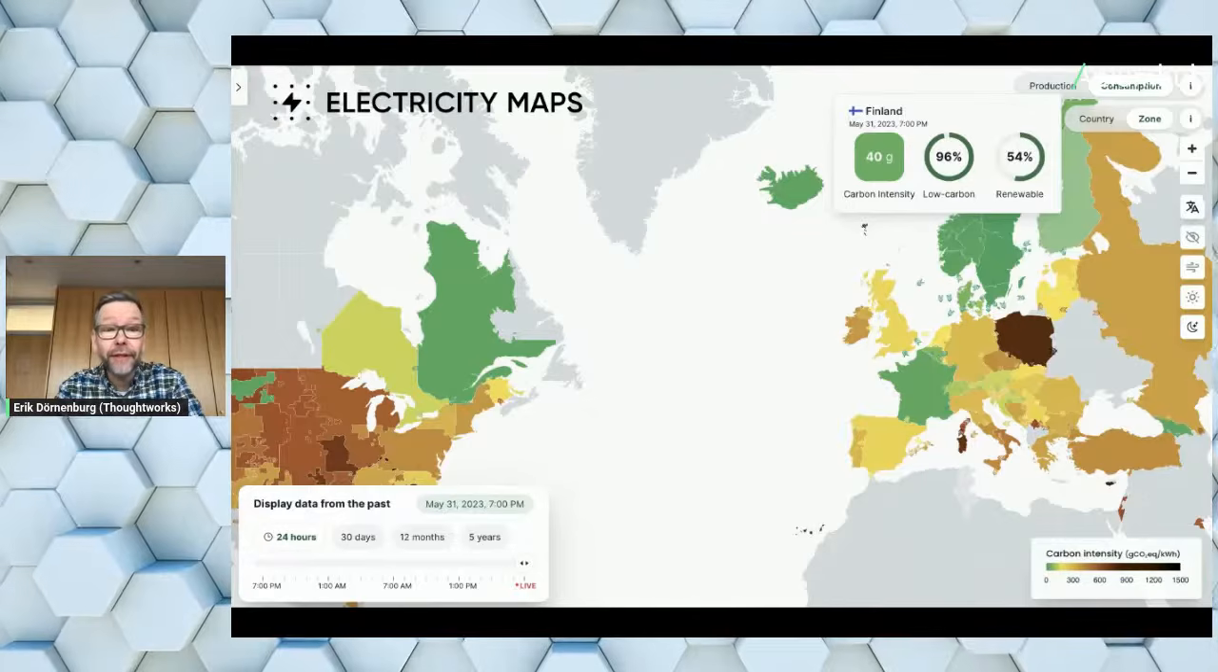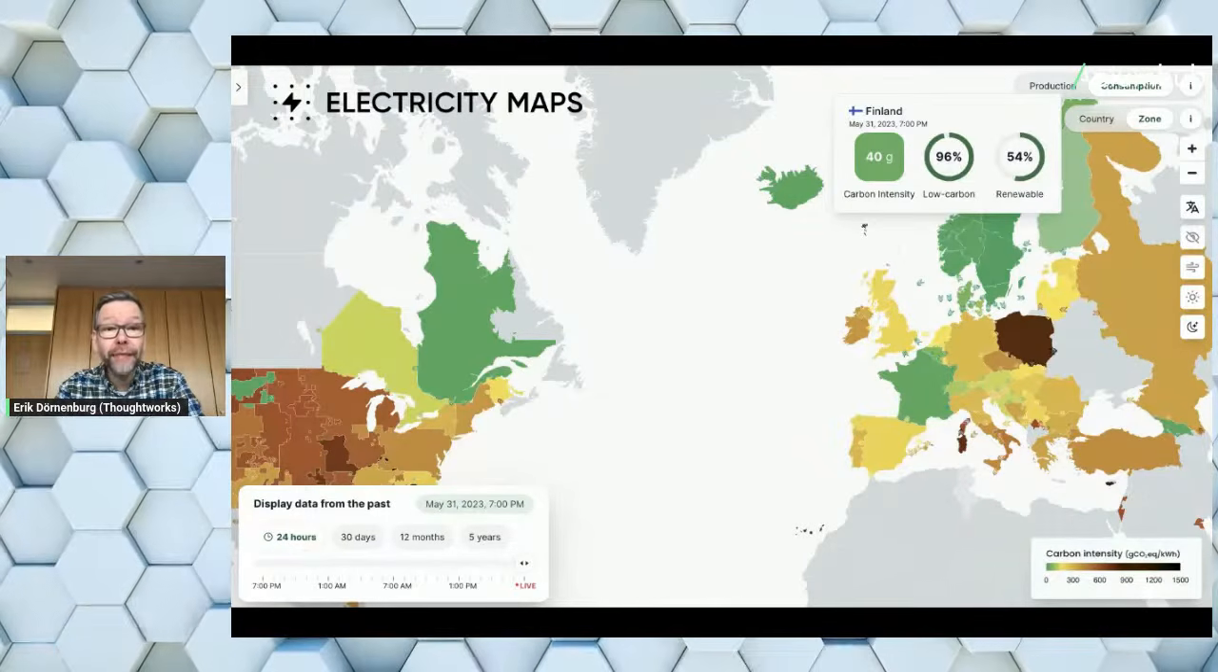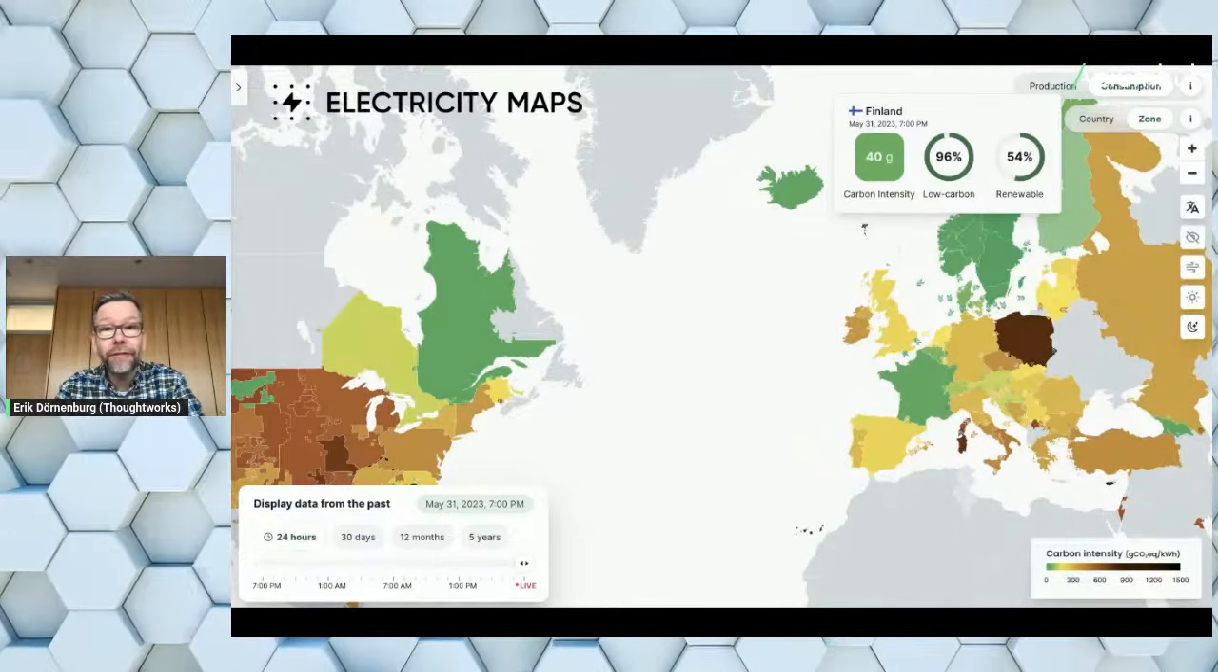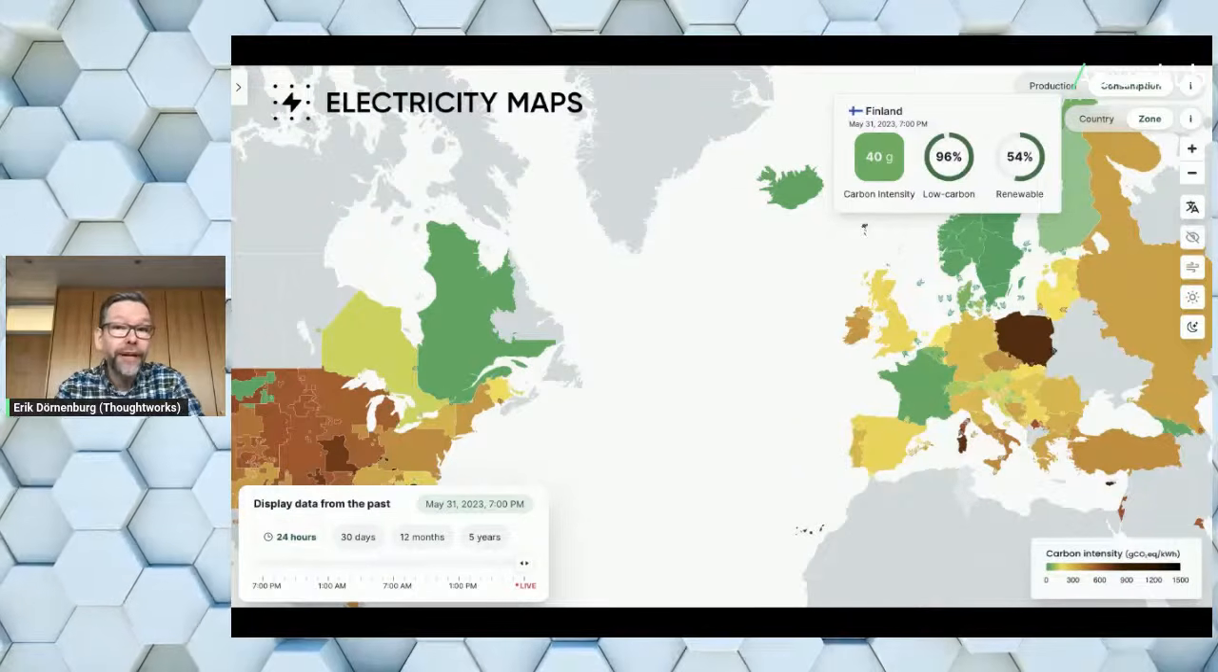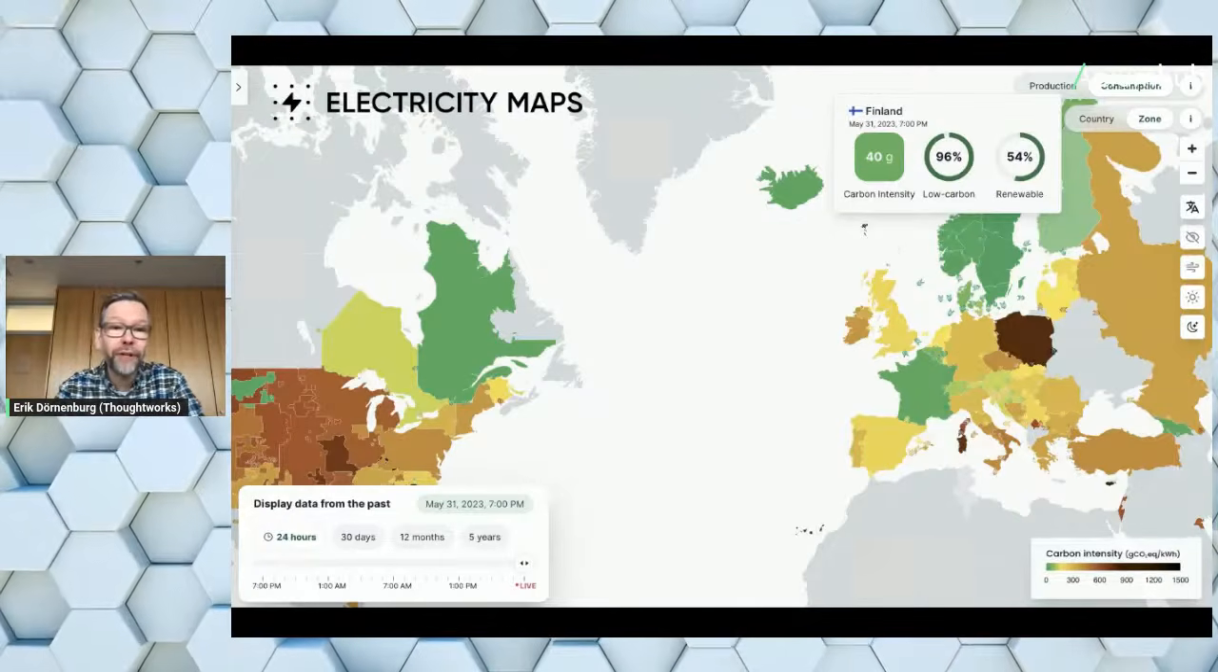I've picked Finland for a particular reason, to show the difference between renewable and low carbon. You can see the data actually shows 96% low carbon, but only roughly 50% renewable. The reason here is quite simple. Finland uses a lot of nuclear energy, which is low carbon, but not renewable.